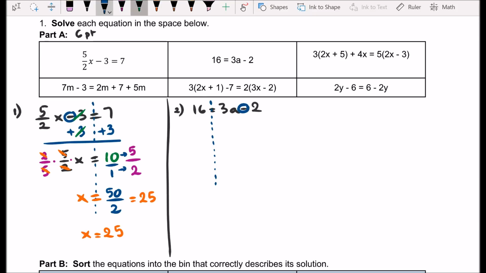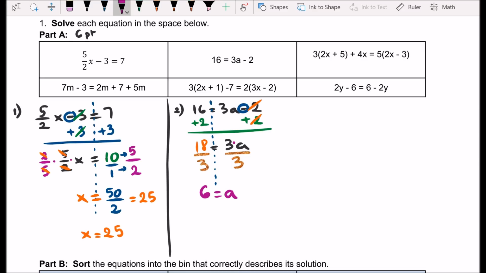Okay, we're heading to the negative side, so we're going to do the opposite operation by adding 2 on both sides. Positive 2 and negative 2 cancel each other out, leaving you with 3a. And on the left side, we have 16 plus 2, that gives me 18. To get rid of the 3 in front of a, we look at the operation. Since between 3 and a there's no sign, positive or negative, that means they multiply. The reverse of multiplication is division, so we're going to divide by 3 on both sides. 18 divided by 3 gives you 6. a equals 6. That's the answer for number 2.